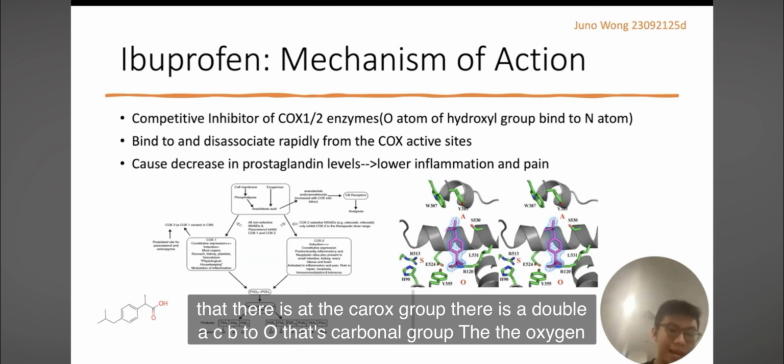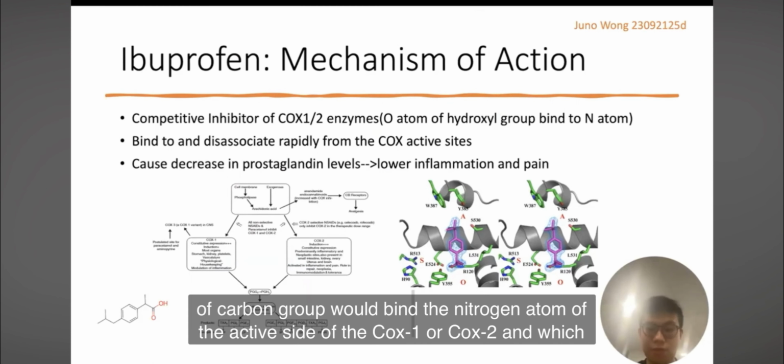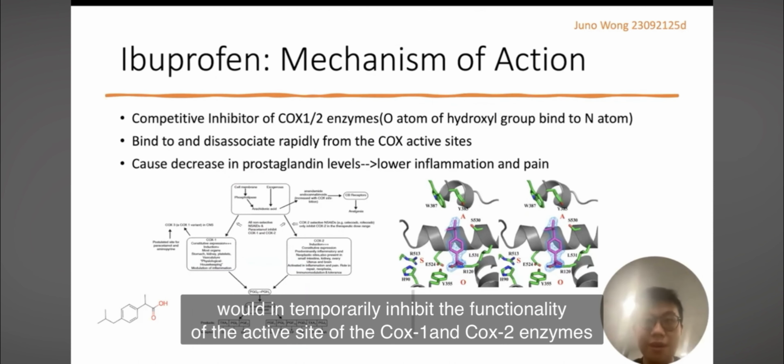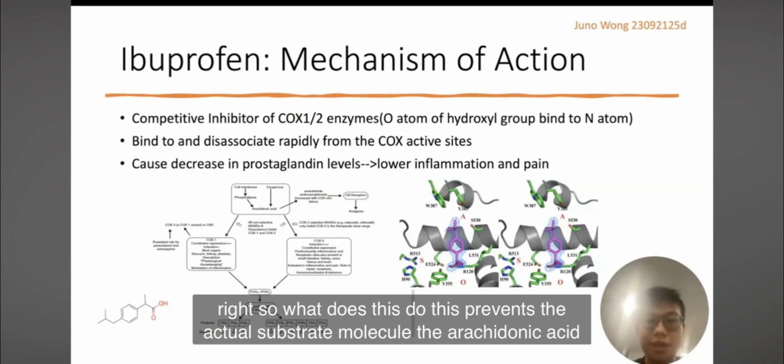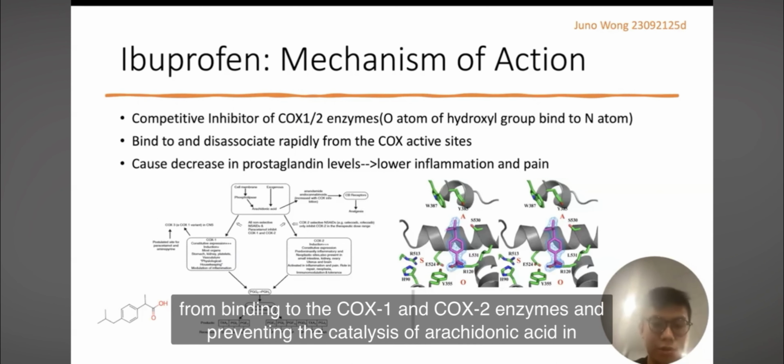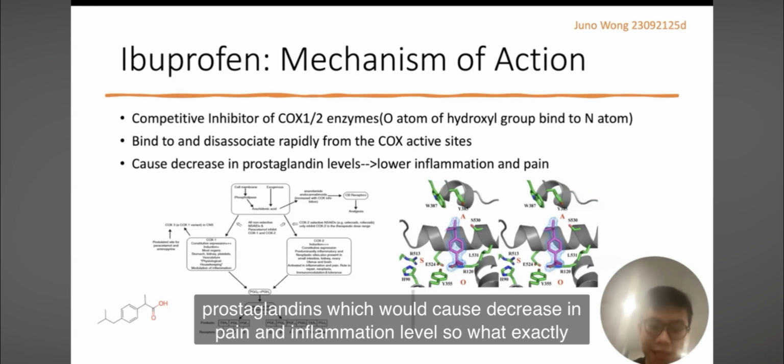You see that at the carboxyl group, there is a C double bonded to O, that's a carbonyl group. The oxygen of the carbonyl group would bind to the nitrogen atom of the active site of the COX-1 or COX-2 enzyme, which would temporarily inhibit the functionality of the active site of the COX-1 and COX-2 enzyme, right? So what does this do? This prevents the actual substrate molecule, arachidonic acid, from binding to the COX-1 and COX-2 enzyme and prevents the catalysis of arachidonic acid into prostaglandin, which would cause a decrease in pain and inflammation level.